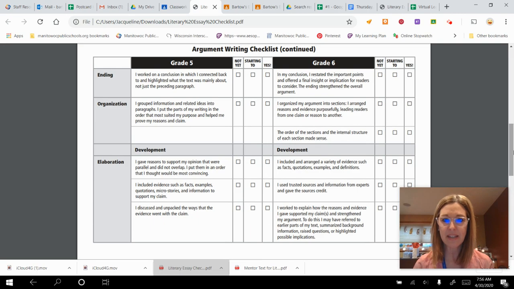Do you have an ending, so a conclusion where you restated your main points, and then you offered your own insight? What does it mean to you? What should your audience be thinking about this lesson or this theme that Squeaky learns about herself in the story? Making that connection. Do you have paragraphs?